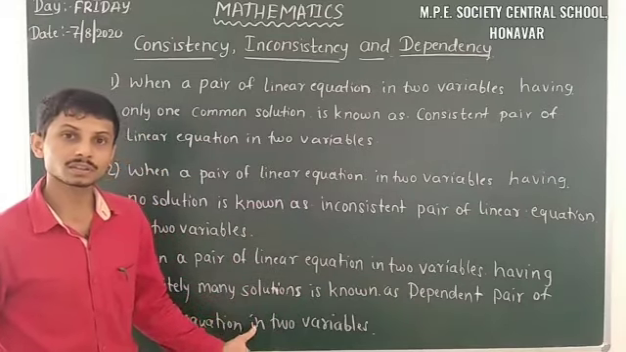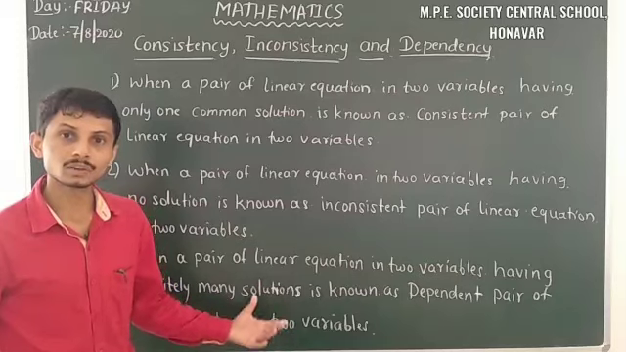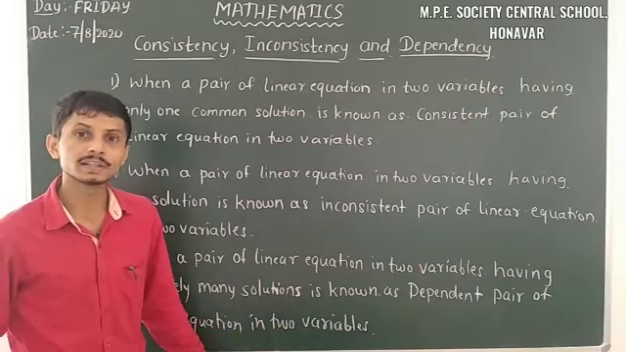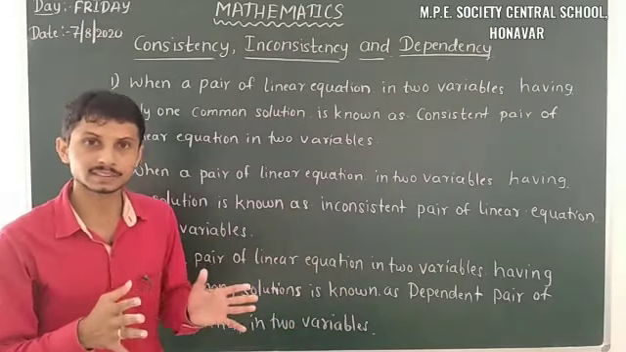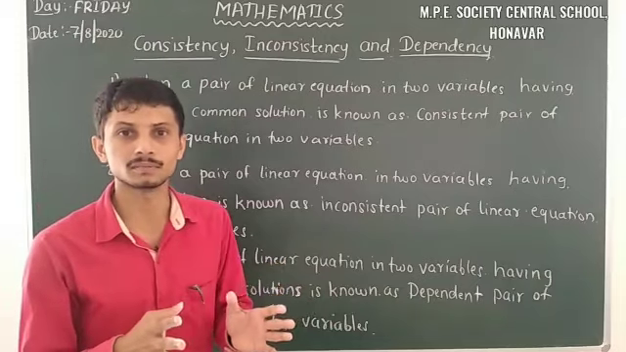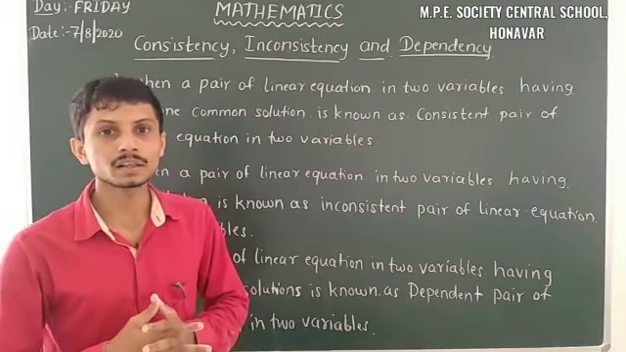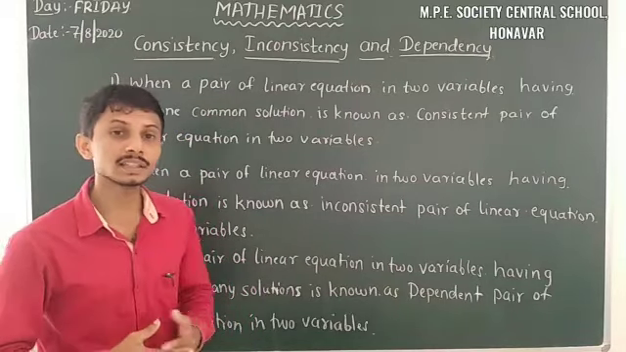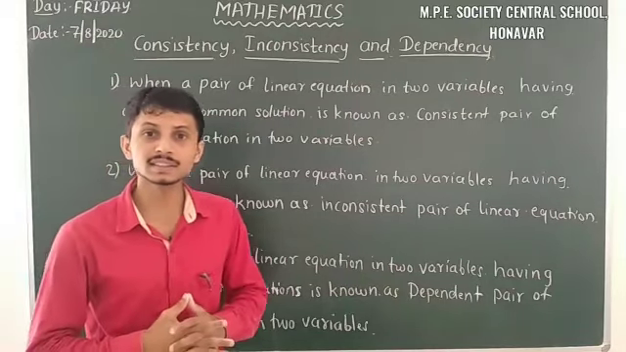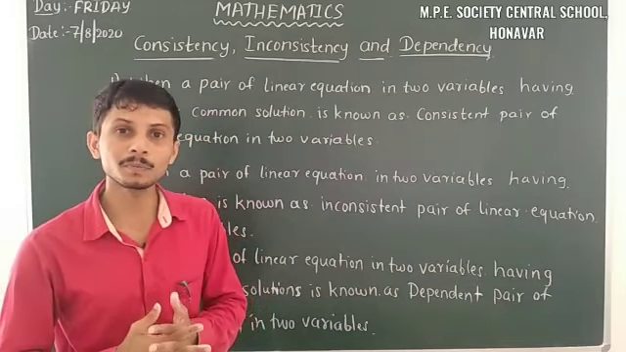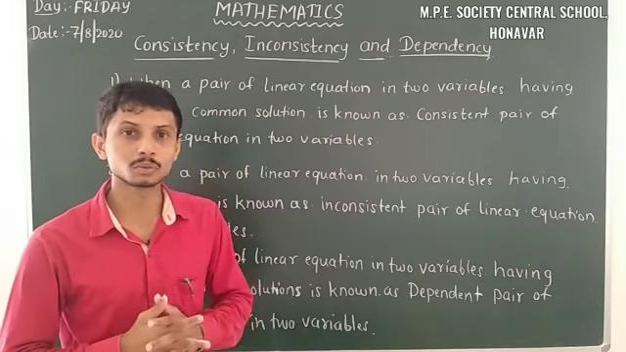the pair of linear equations in two variables is known as a dependent pair of linear equations. One is dependent upon the other. So these are the consistency, inconsistency, and dependency of a pair of linear equations in two variables.